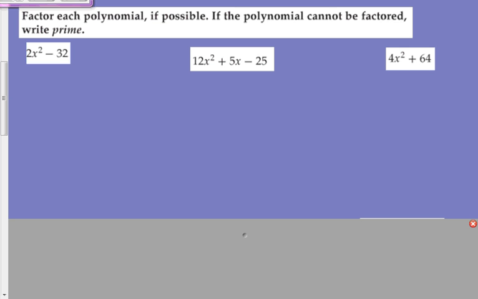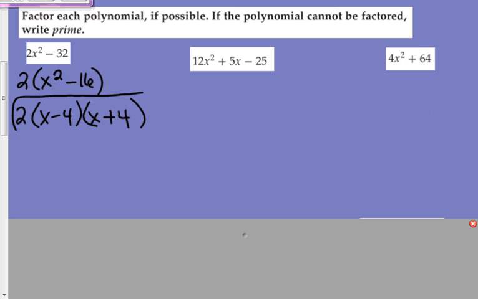So let's get started. First one, I see immediately I can factor out a 2. So I'm going to do that. It's going to leave me x squared minus 16. Then I see difference of squares. So the 2 will stay, and I will factor a little further. x minus 4 and x plus 4. Now I'm finished at this point.